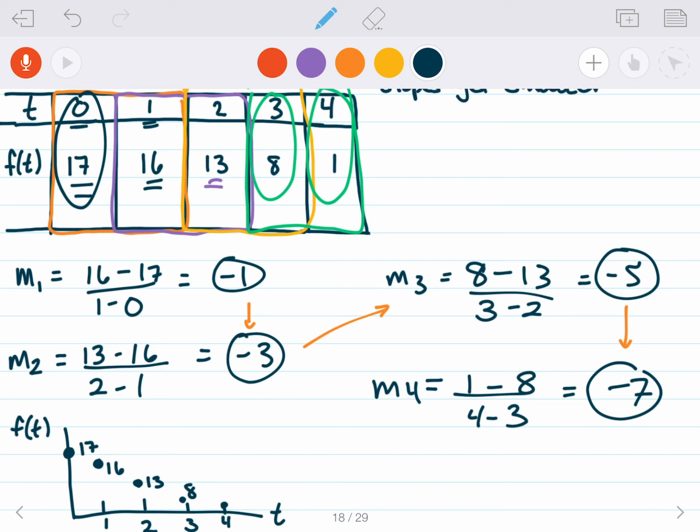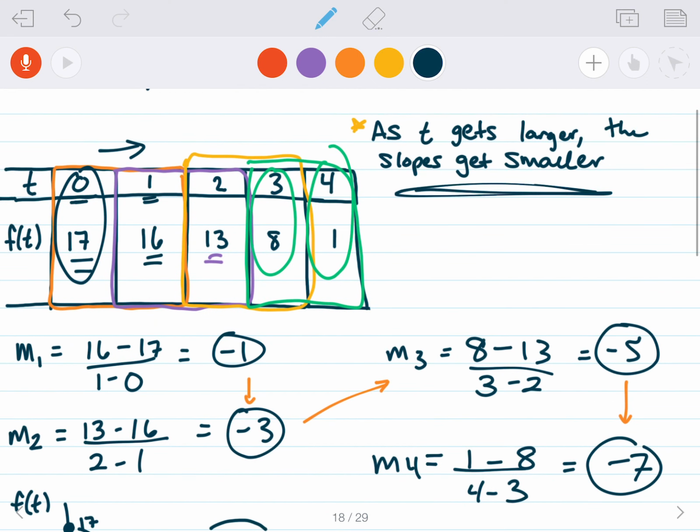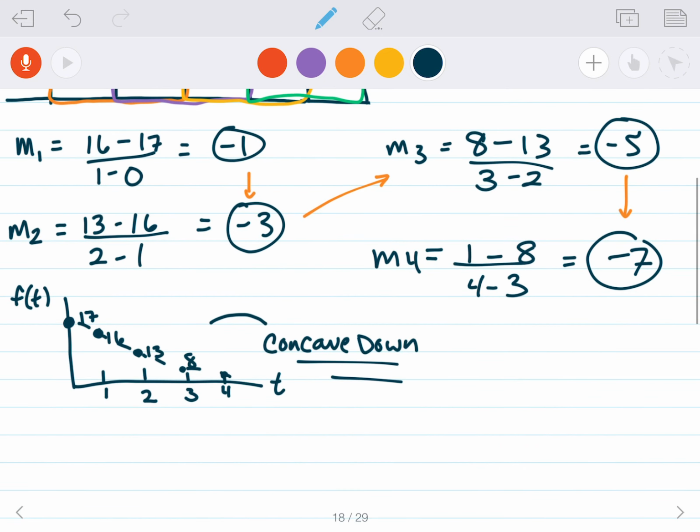You guys, I know it's not the prettiest, but you can kind of see what the trend is, right? So this sort of looks like a frowny face, concave down. So as x gets larger, the slopes get smaller. That's concave down.